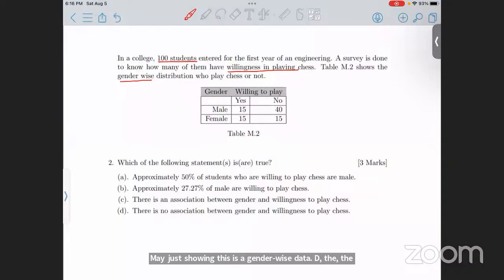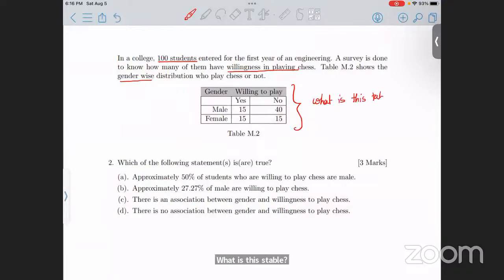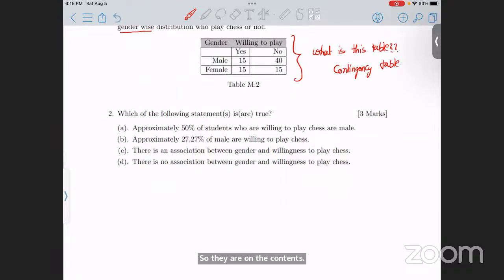Have you observed this? What is this table known as? It's a contingency table. Yes, they have given the contingency table. First, we have to find the row total and column total. We'll make this male plus female, then 15, 15, 40, 15.